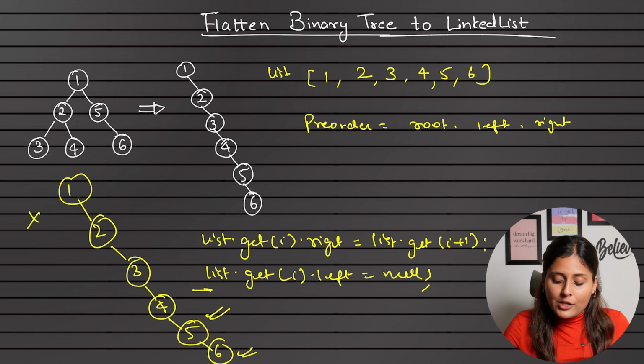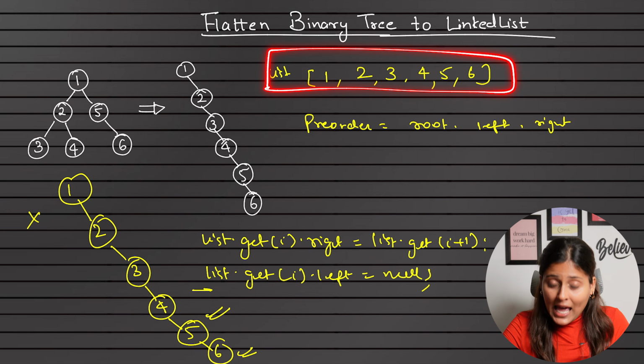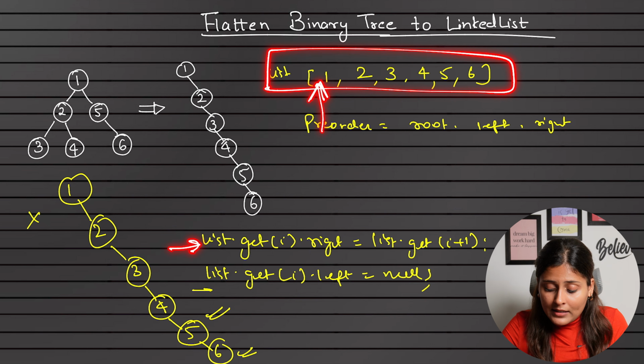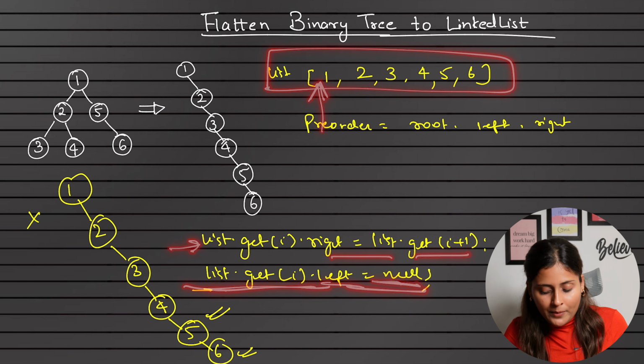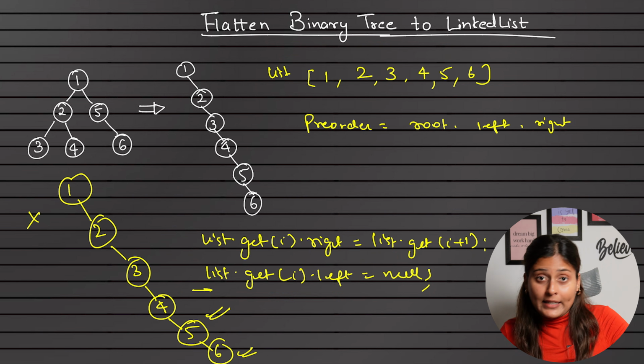Okay. So hence the very basic approach is to do the pre-order traversal, store all the nodes in the list. And now one by one start iterating from the ith index, set the right side nodes and reset the left nodes as null, and that's it. Okay. So let me show you the code directly in the editor.